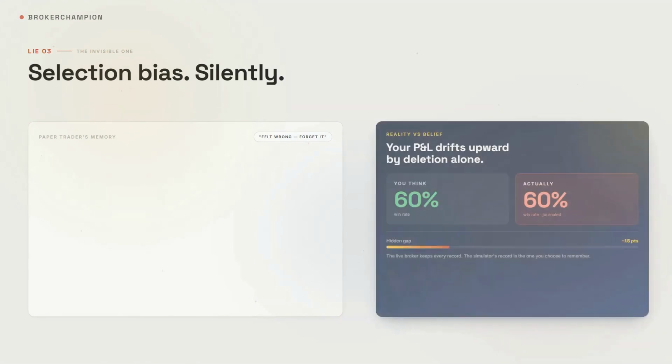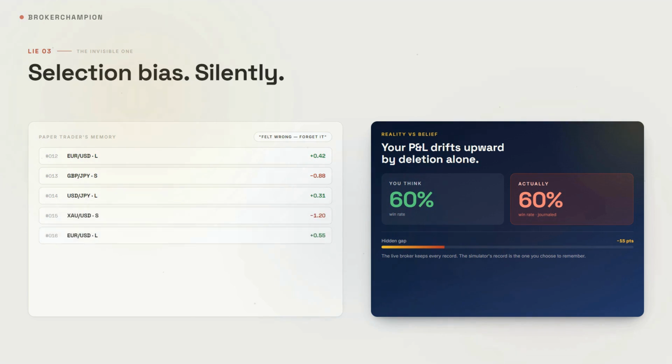Lie number 3 is the invisible one, selection bias. Paper traders silently delete trades that felt wrong before the result came in. The live broker keeps every record. Without a journal, your paper P&L drifts upward by self-selection alone. You think you're winning 60%. You're actually winning 45% and quietly forgetting the rest.